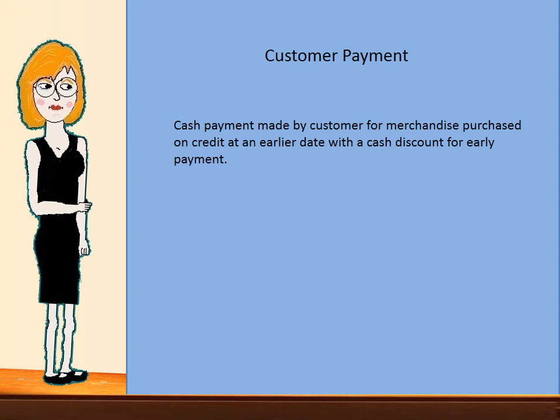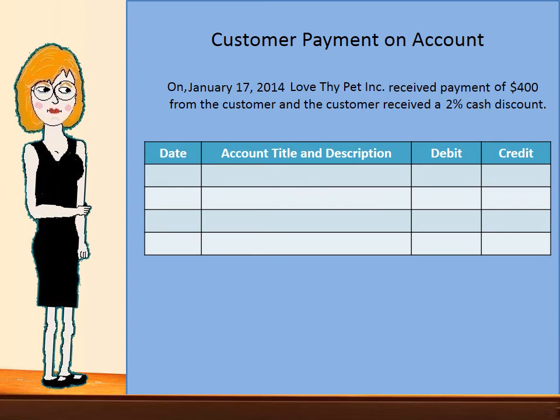Customer payments. Cash payments made by customers for merchandise purchased on credit or on account at an earlier date, with a cash discount for early payments. We often offer our customers cash discounts for early payments. So, let's look at the example. Customer payment on account. On January 17th, which is the date, 1/17, we received payment. So we're receiving cash, and they received a 2% cash discount.